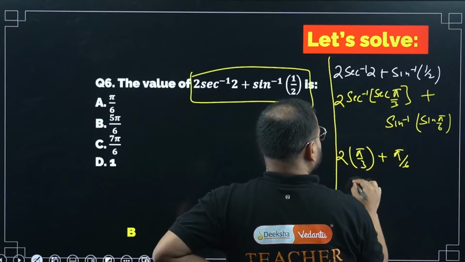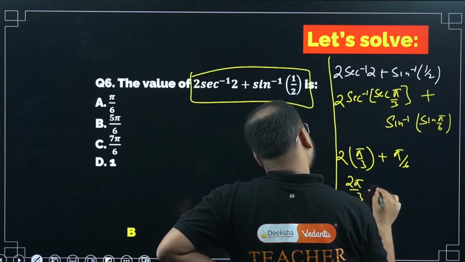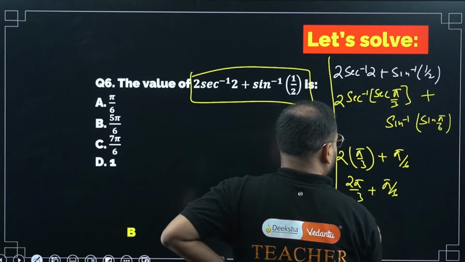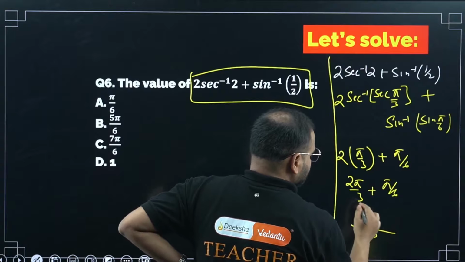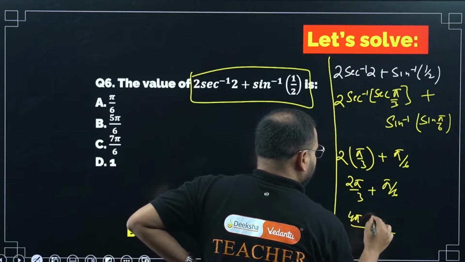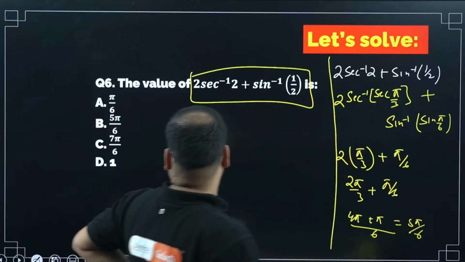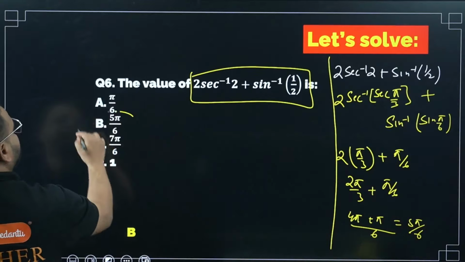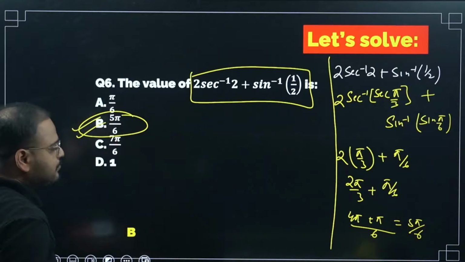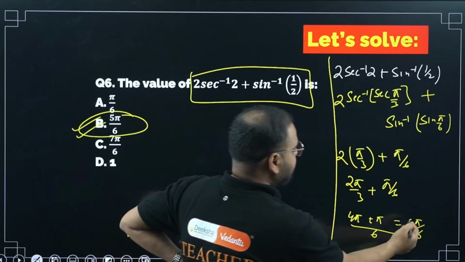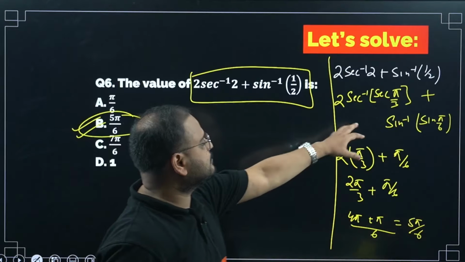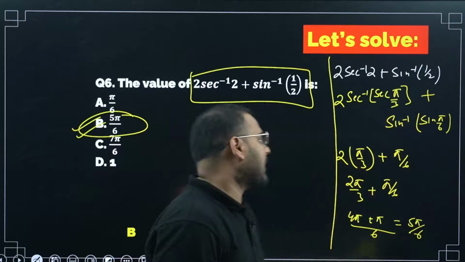Okay, please multiply this. 2 pi by 3 plus pi by 6. LCM will be 6, right? So 3 times 2, so 4 pi plus pi. Answer will be 5 pi by 6. 5 pi by 6 is the correct answer. So please make this change: pi by 3 and pi by 6.